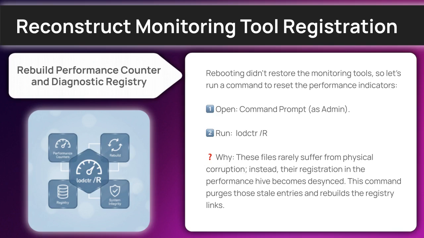Rebooting didn't restore the monitoring tools, so let's run a command to reset the performance indicators. First, open Command Prompt as admin. Second, you're going to type lodctr /r, then hit enter. Why are we doing this? Well, these files rarely suffer from physical corruption. Instead, their registration in the performance hive becomes desynced. This command purges those stale entries and rebuilds the registry links.